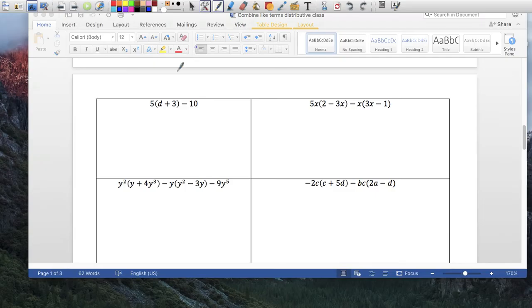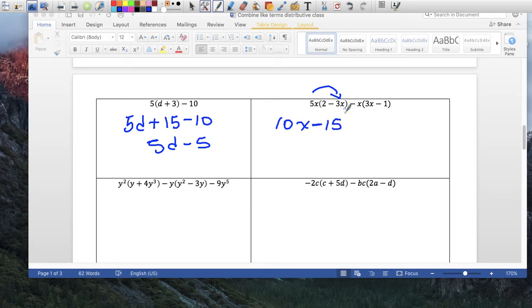So this one, 5 times d is 5d, 5 times 3 is 15, minus 10. 5d minus 5, simple enough. This one, 5x times 2 is 10x. 5x times negative, think of it as negative 3x. It's going to be, so the 5 and 3 multiply. So let me put a negative sign there. 15. And x times x is x to the second power.